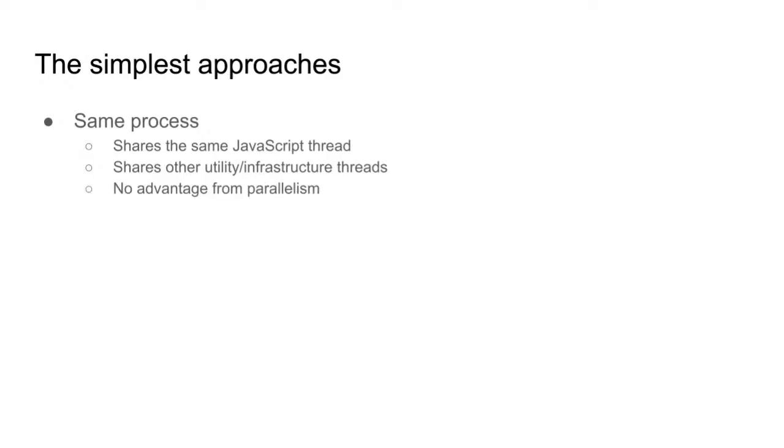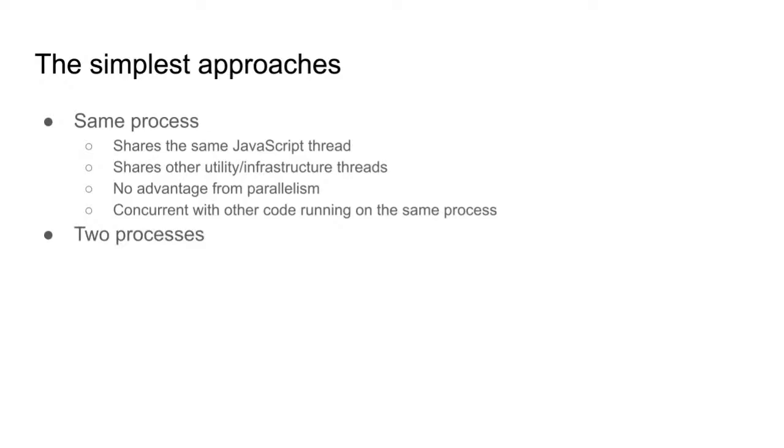Those are the two simple approaches that we can make. The first uses the same process. It shares the same JavaScript thread, shares other utility and infrastructure threads, and takes no advantage from parallel processing. It will be concurrent with other code running on the same process as well.